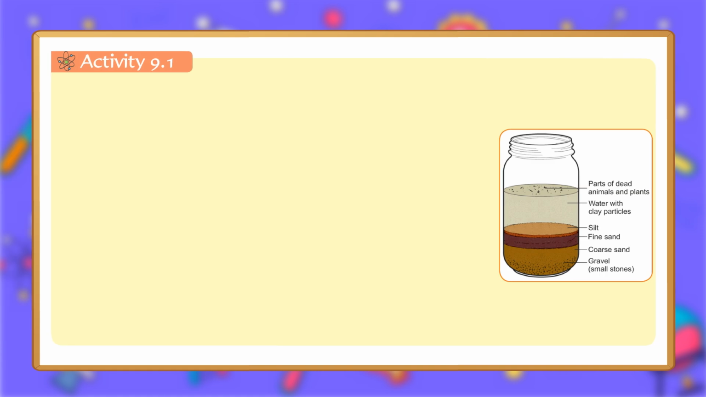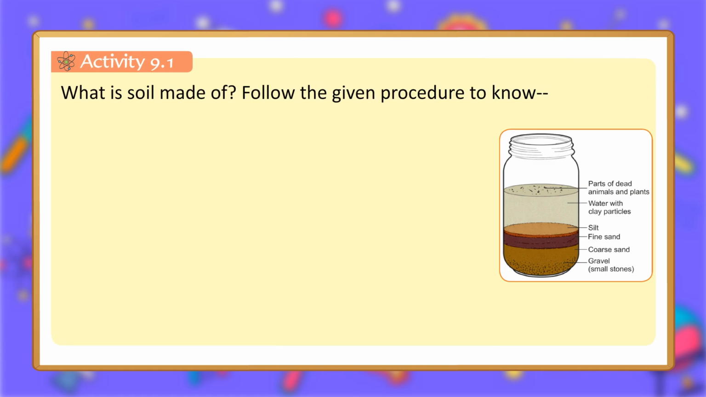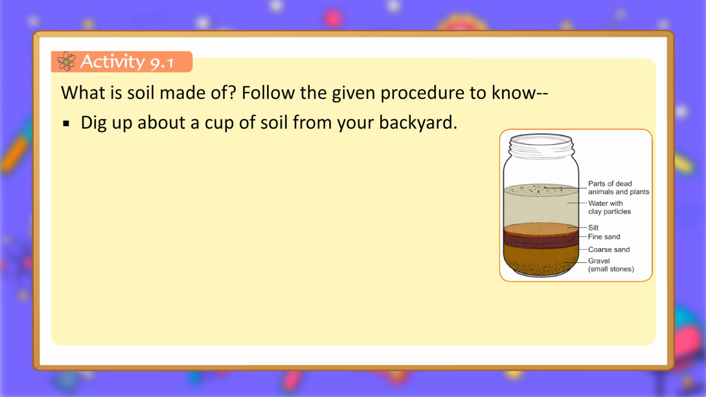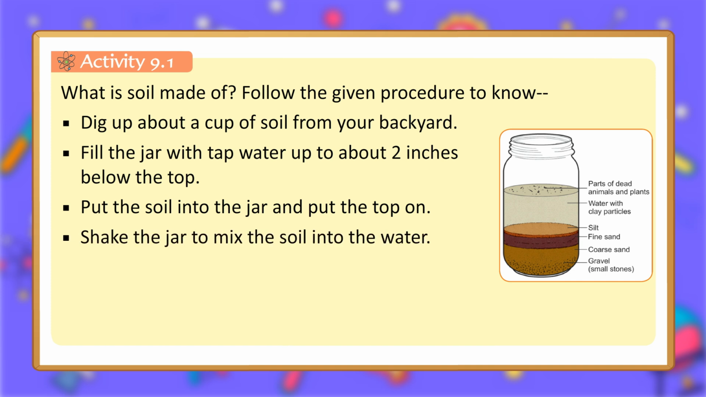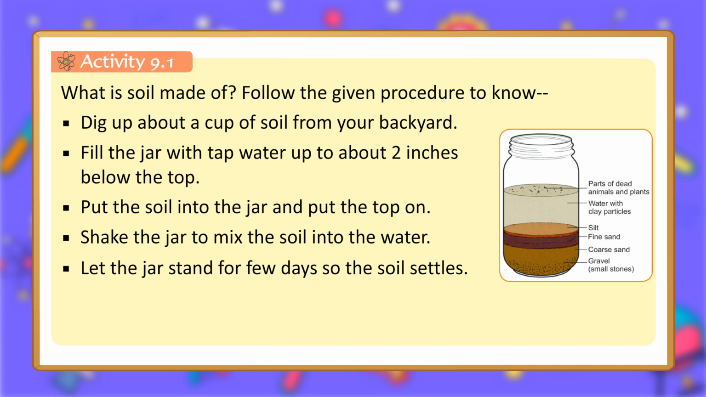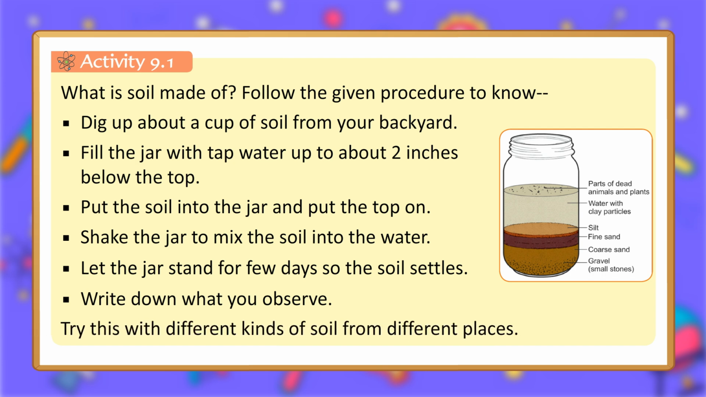Activity 9.1. What is soil made of? Follow the given procedure to know. Dig up about a cup of soil from your backyard. Fill the jar with tap water up to about 2 inches below the top. Put the soil into the jar and put the top on. Shake the jar to mix the soil into the water. Let the jar stand for a few days so the soil settles. Write down what you observe. Try this with different kinds of soil from different places.